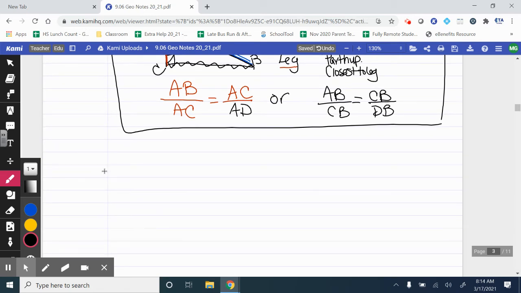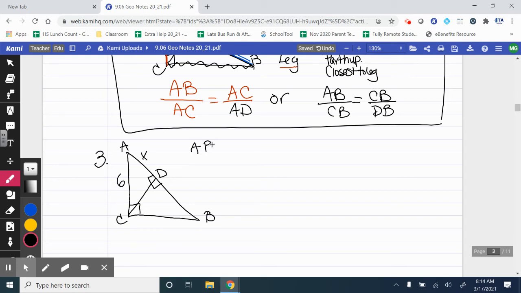So let's look at a couple examples of these, and then we're going to put them all together so you can see how to decide which rule to use. So we've got our right triangle. I want you to find X. So this is X. I'm going to give you this as A, D, B, C. This is 6, and AB equals 18.